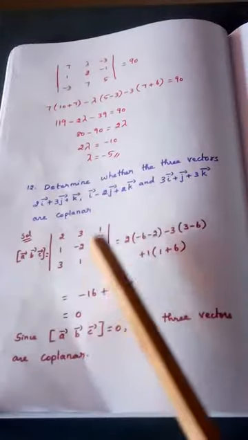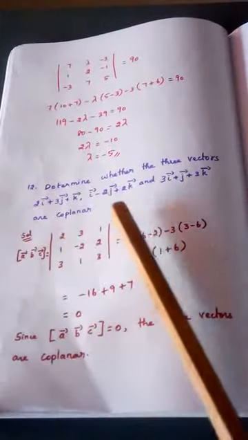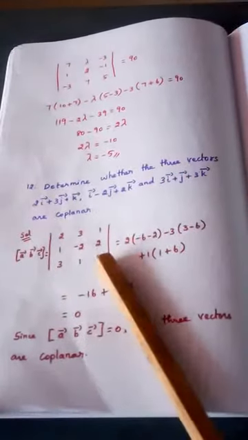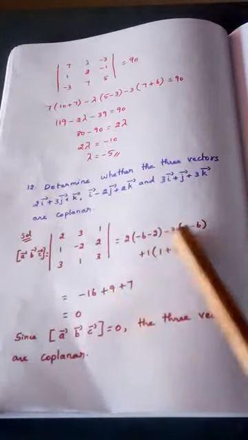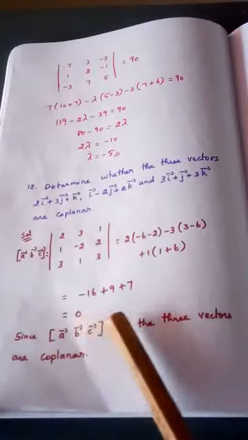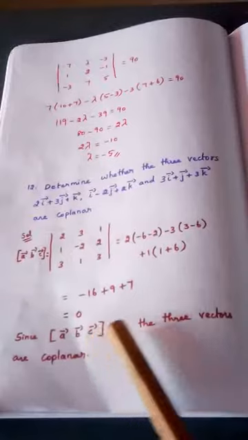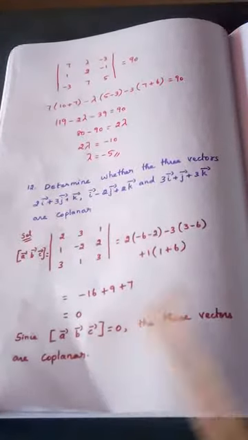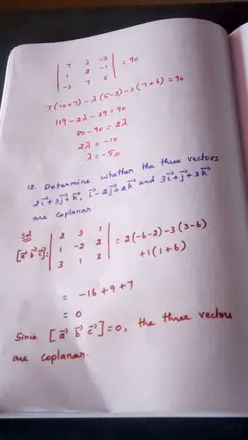Find it using determinant. First vector, first row. Second vector coefficients, second row. Third vector coefficients, third row. Expand it. If you expand, the answer becomes 0. Since the scalar triple product becomes 0, we can say that the 3 vectors are coplanar. You are able to understand these are all very simple sums. First understand the theory concept, then only problems will be easy for you.